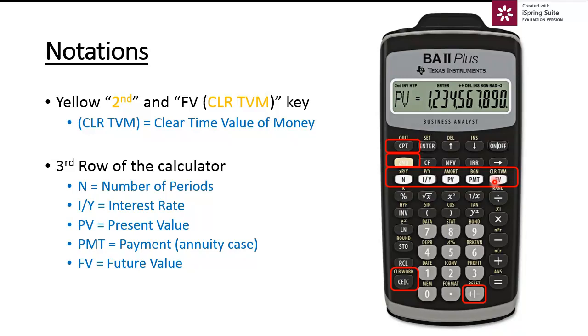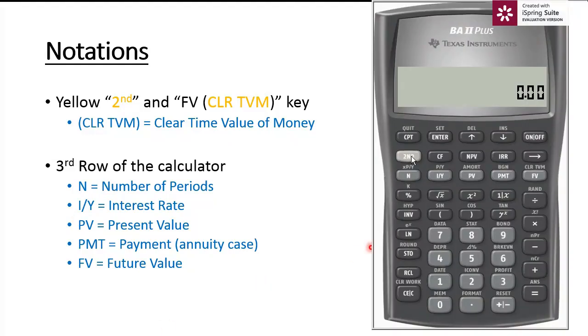Last but not least, you should set up the default period as 1. This is done by hitting the yellow second button and then IY. If you do that, you will see that the default setting is set to 1. If not, please change it to 1 by hitting second, then IY, then hit 1, and then enter. Now we're good to go.